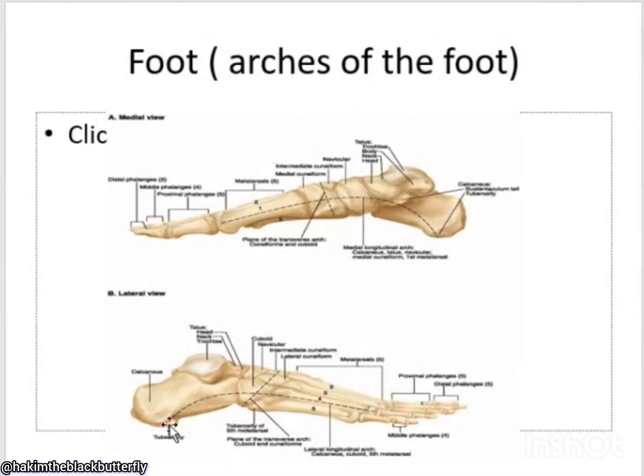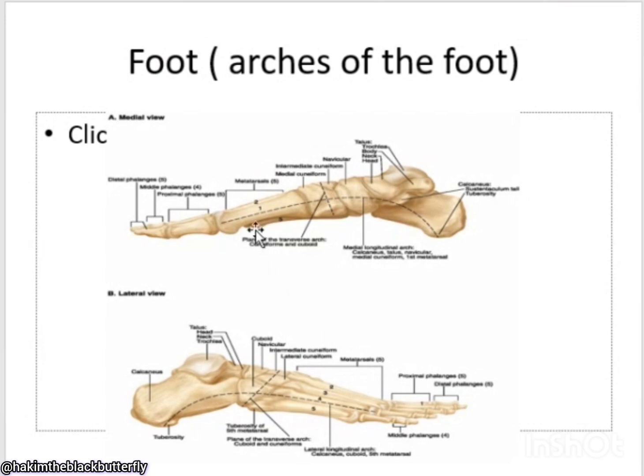Then the lateral longitudinal arch is made up of these bones: the calcaneum and the talus, meaning that the talus forms both the lateral and the medial arch. The calcaneum also forms the lateral and the medial. So the lateral longitudinal arch is formed by the calcaneum, the talus, the cuboid bone, and metatarsals 4 and 5. These bones are the ones which form the lateral longitudinal arch.